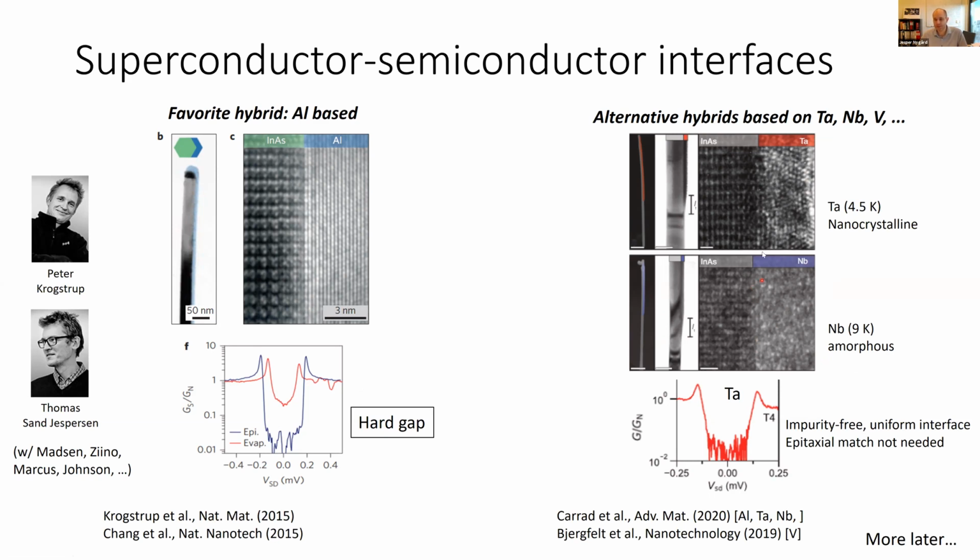But there are other materials that work. For instance, tantalum is nanocrystalline. It's not perfect, but it does actually give rise to a hard gap if one performs spectroscopy on these devices. And that serves to illustrate that an epitaxial match is not necessarily a requirement for getting a hard gap. As long as the interface is free from impurities and uniform, it works quite nicely. Towards the end of the talk, I'll get back to discuss some of the other superconductors that can be at play these years.